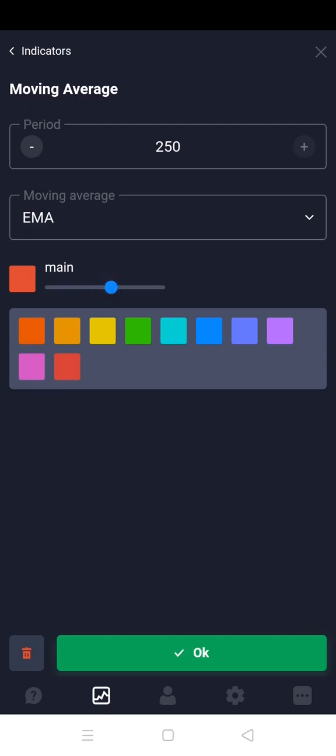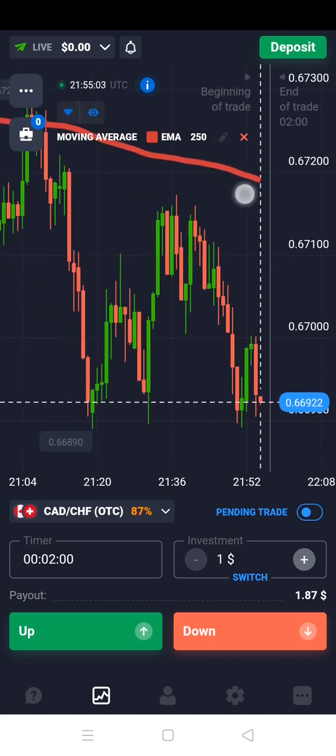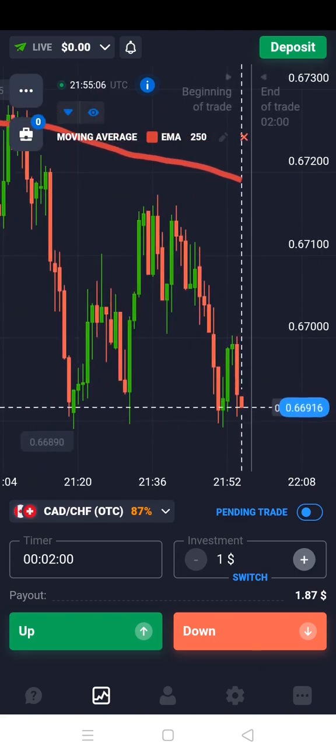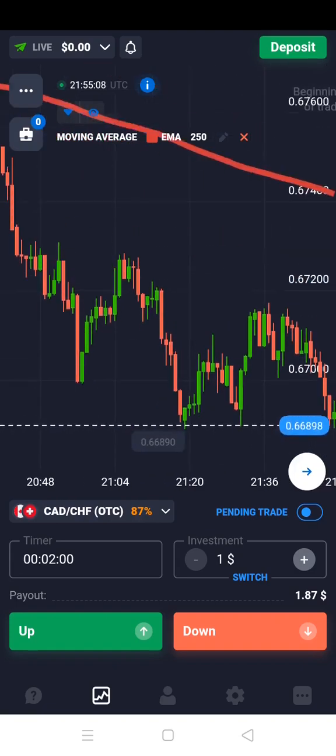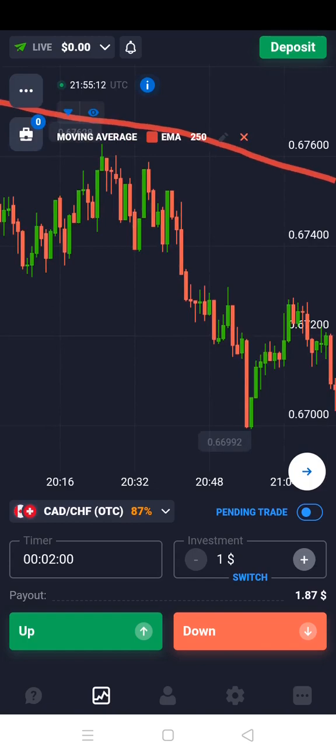You can also change the color if you want to. If I click on OK here, you can see our moving average has been set up. You can see this is the 250 moving average. And what does this show us right now? It's showing us that the market is trending downwards. So this is a downtrend.